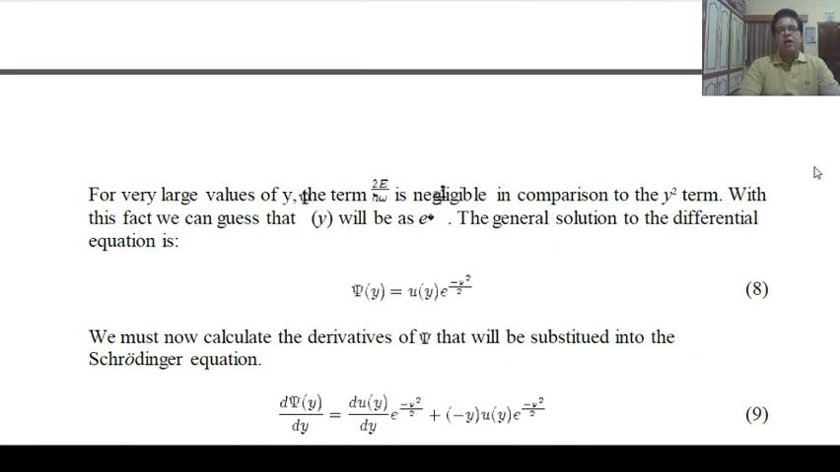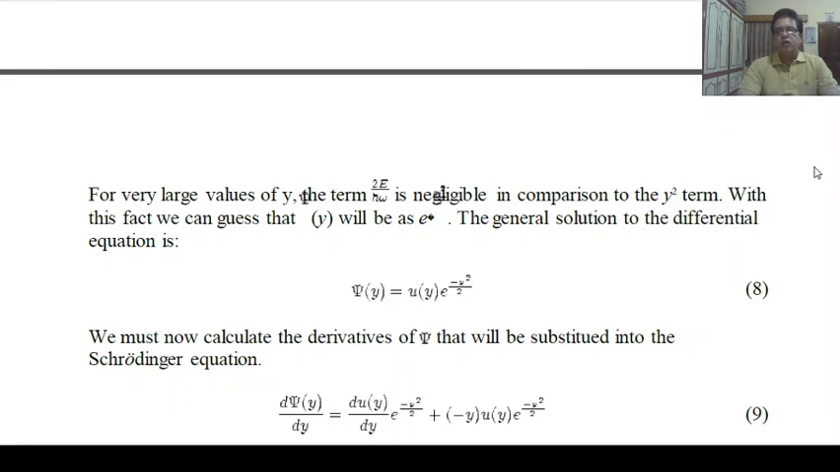For very large values of y, the term 2E upon h bar omega is negligible in comparison to the y square term. With this fact, we can guess that psi of y will be e raised to minus y square upon 2, or e raised to plus or minus y square upon 2.